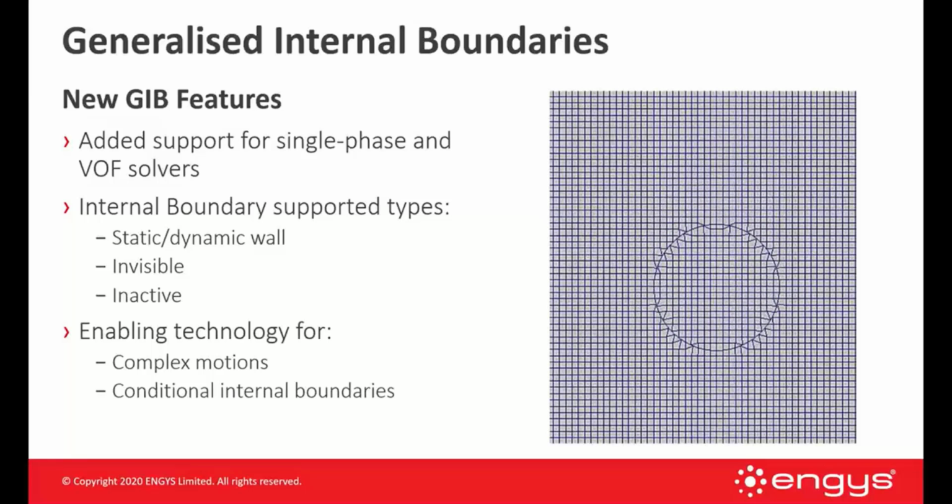The beauty of this is that you can define this boundary condition in an exact way. So you can add the exact contribution to the matrix, same as the body-fitted grids, but with the added advantages of the internal boundaries in terms of robustness and flexibility. So this works now for single phase and VOF solvers. We have full support in the GUI. And in terms of boundary types, we have static and dynamic walls. Like in this case, we have a dynamic wall moving up and down. Invisible surfaces, which are basically a pass-through type, and then inactive.